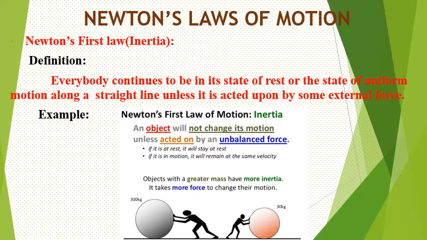See, when an object is moving or at rest, it will continue in the same state. When we are not giving any external forces, it will continue in the same state, maybe at rest or in uniform motion. That is explained by Newton's first law. Once again I repeat the definition: every body continues to be in its state of rest or state of uniform motion along a straight line unless it is acted upon by some external forces.